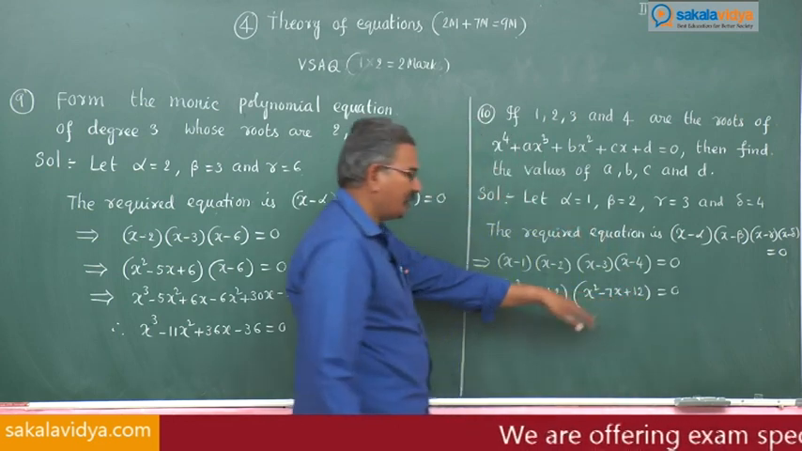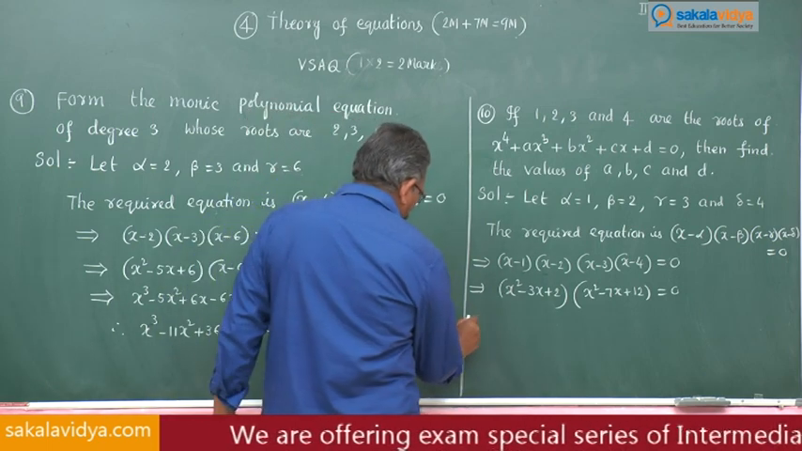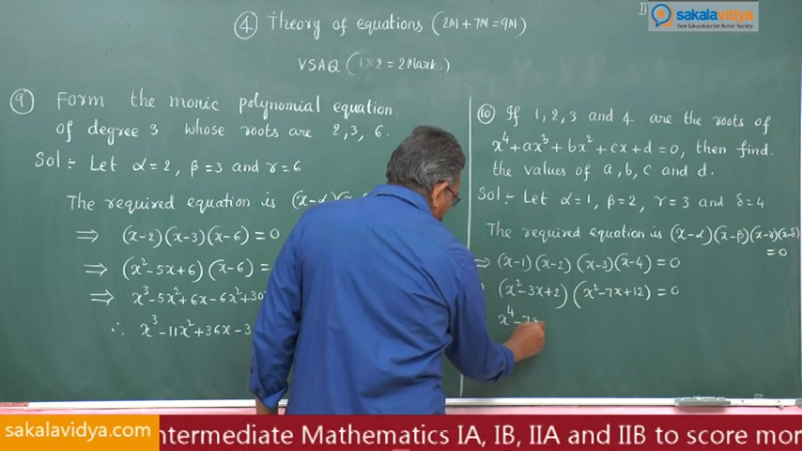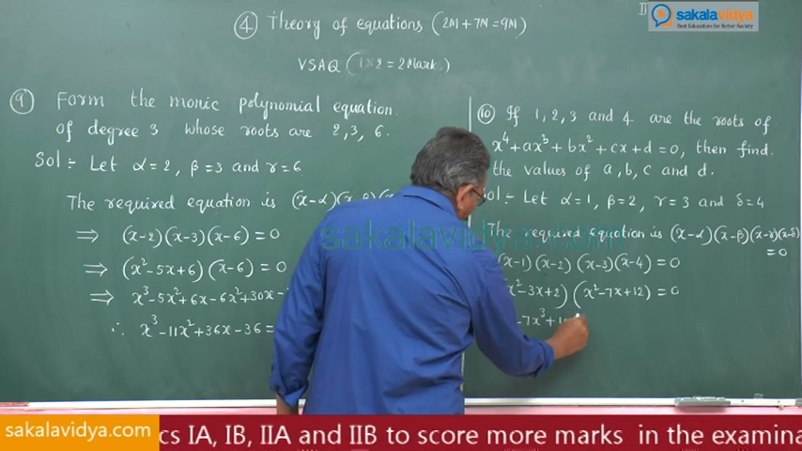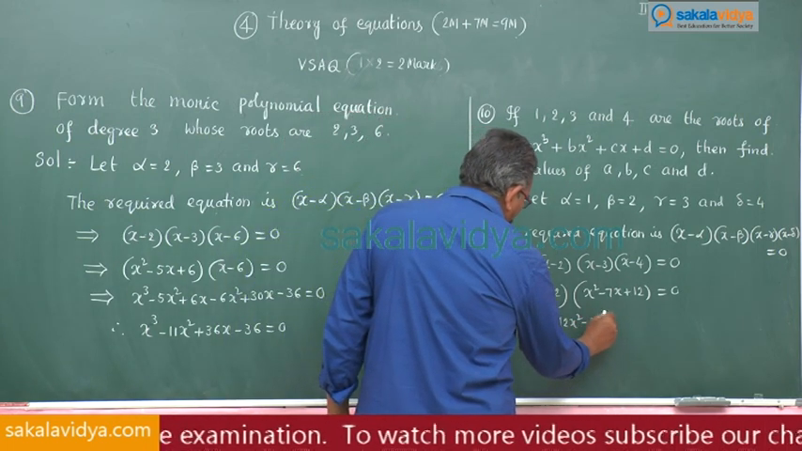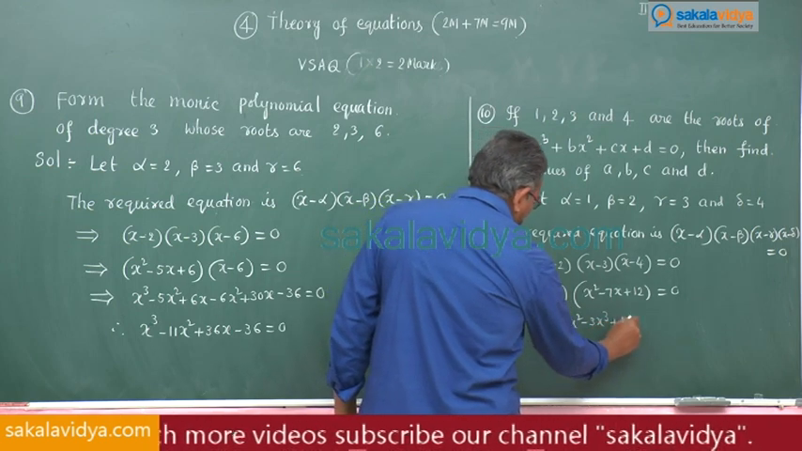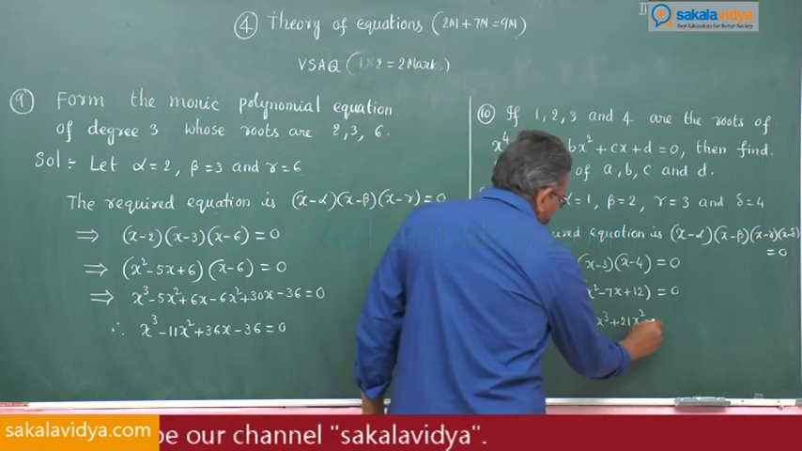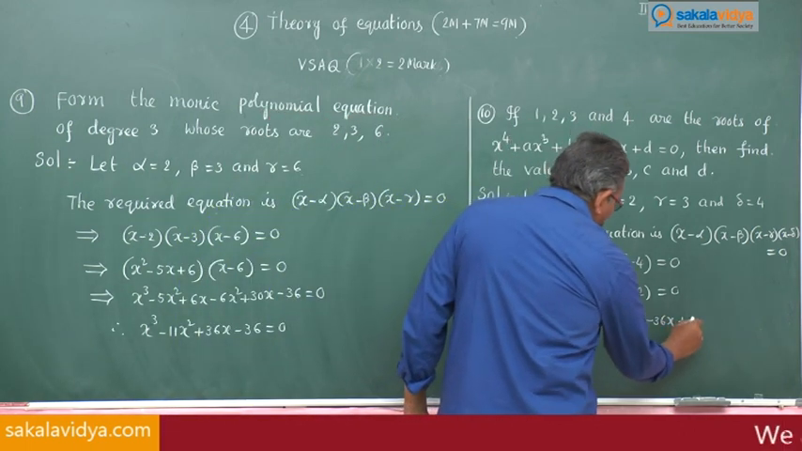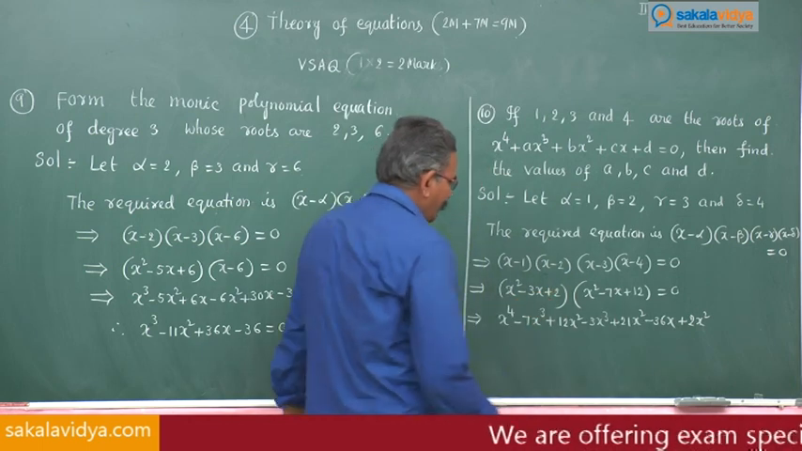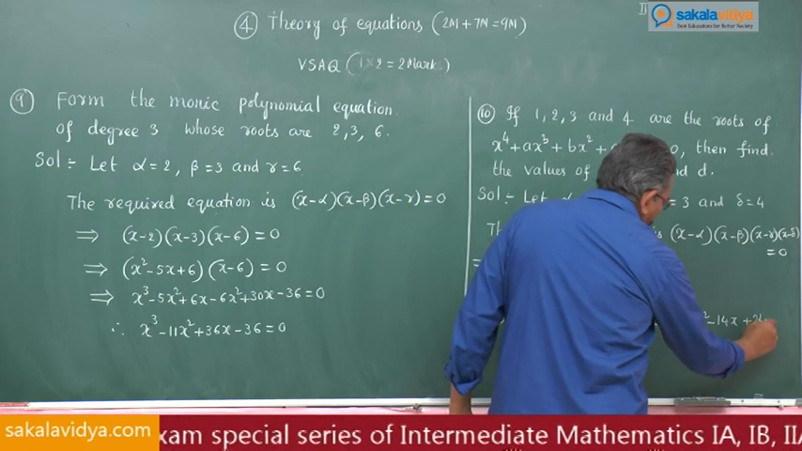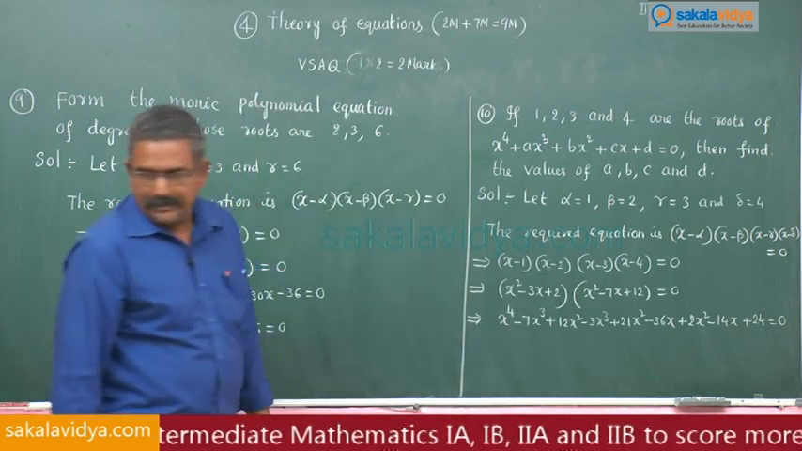Now, we have to find out the product of these two. So, now x square into x square, x to the power of 4, minus 7x cube plus 12x square. Now, multiply with minus 3x. So, minus 3x cube, now plus 21x square minus 36x. Now, multiply with 2, plus 2x square minus 14x. Again, plus 24 equals to 0. So, let us simplify now.